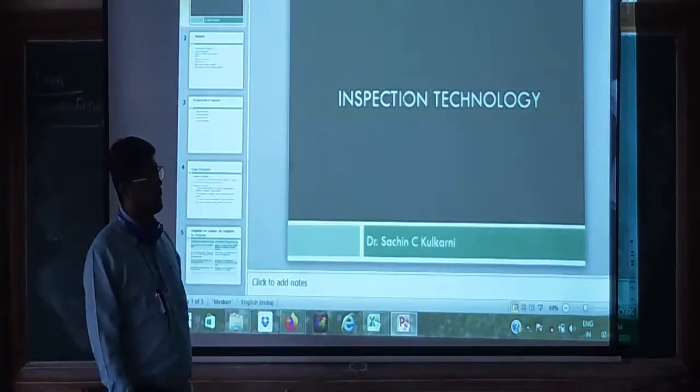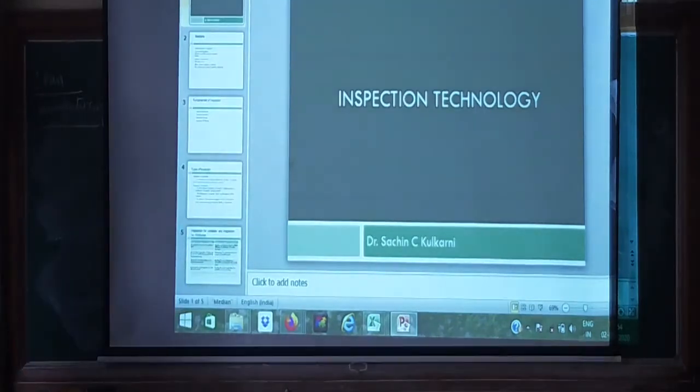Today I'll stop here. In the next class I will explain the contact and non-contact types of inspection technique. You will learn contact inspection techniques and then non-contact inspection techniques. These are the two types. In non-contact inspection you will also learn optical and non-optical types.